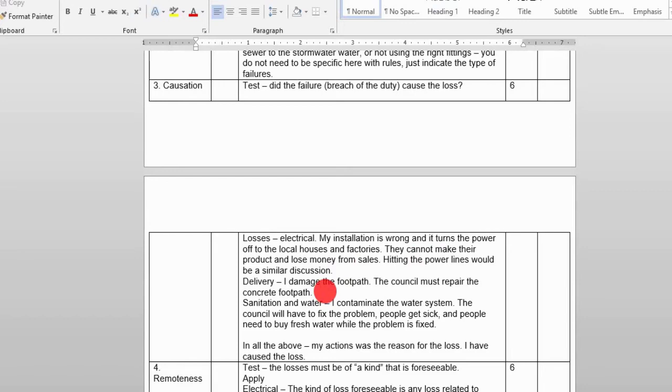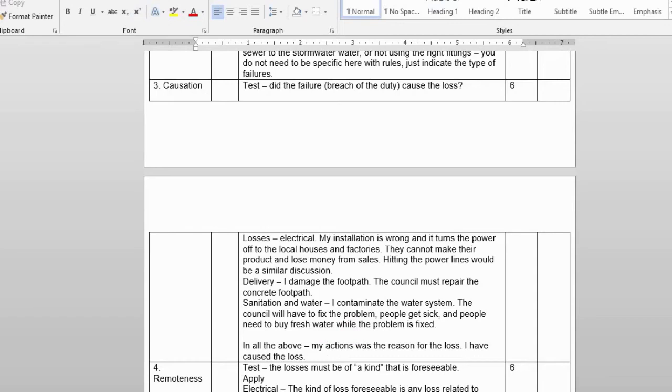Perhaps somebody's riding a bike and damages their bike because of the damage. Sanitation and water is a tricky example, but if I connect up the sanitation of the system to the stormwater, for example, that's going to cause the council problems in terms of filtration and issues with people getting sick. However, that's a more difficult example, so I'd suggest you stay with the more straightforward physical losses.